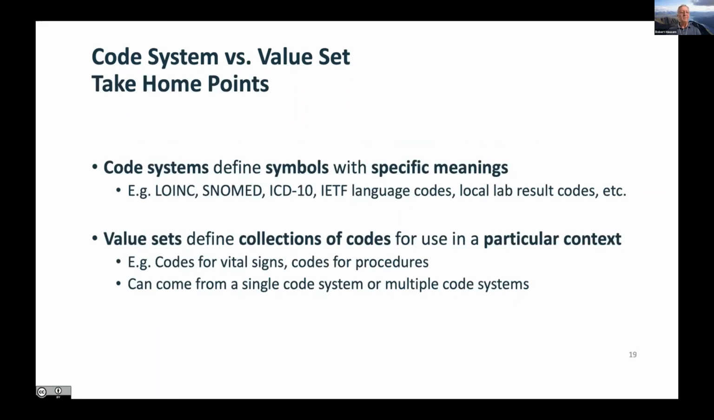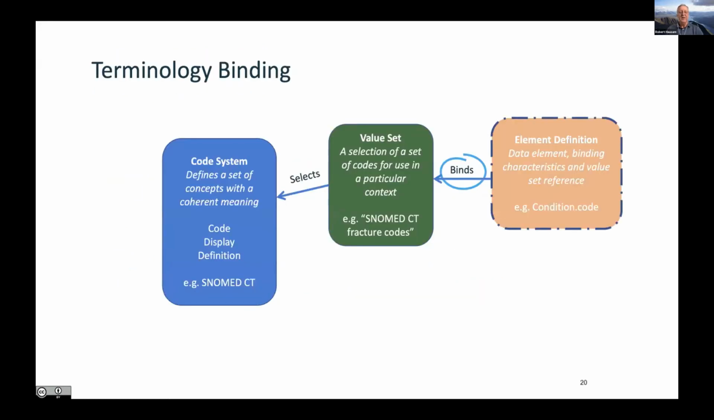So the take-home points, again, are code systems define symbols that have specific meanings, and the value sets define collections of codes for use in a particular context. All right. So now I'll build out the diagram a little farther, and we'll say something about terminology binding. You have, again, the code system. You have the value set that selects a set of codes from that code system.